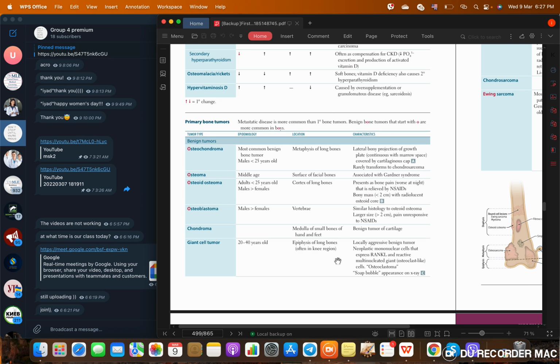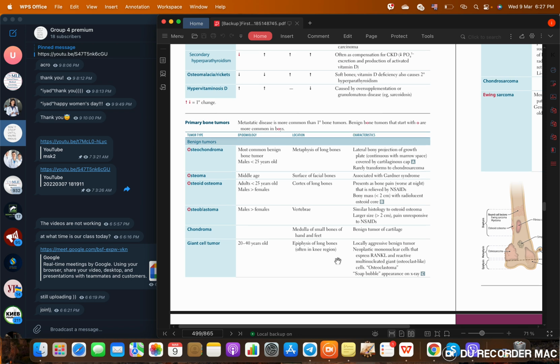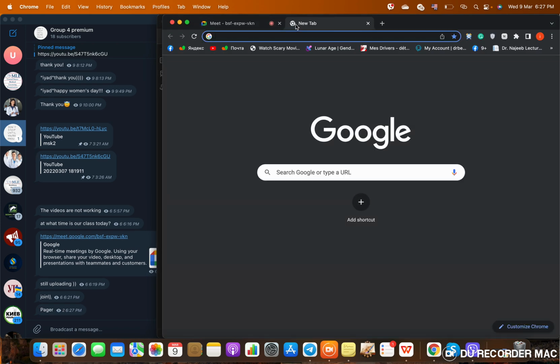What does it mean, secondary bone tumor? It means metastasis. Guys, the metastasis to the bone is much more common than anywhere else. In case of metastasis, the tumors can be either osteolytic or osteoblastic or a mixed type of tumors. Can someone tell me which tumor can give an osteolytic metastasis to the bone? Osteolytic means that a portion of that bone will be lost.